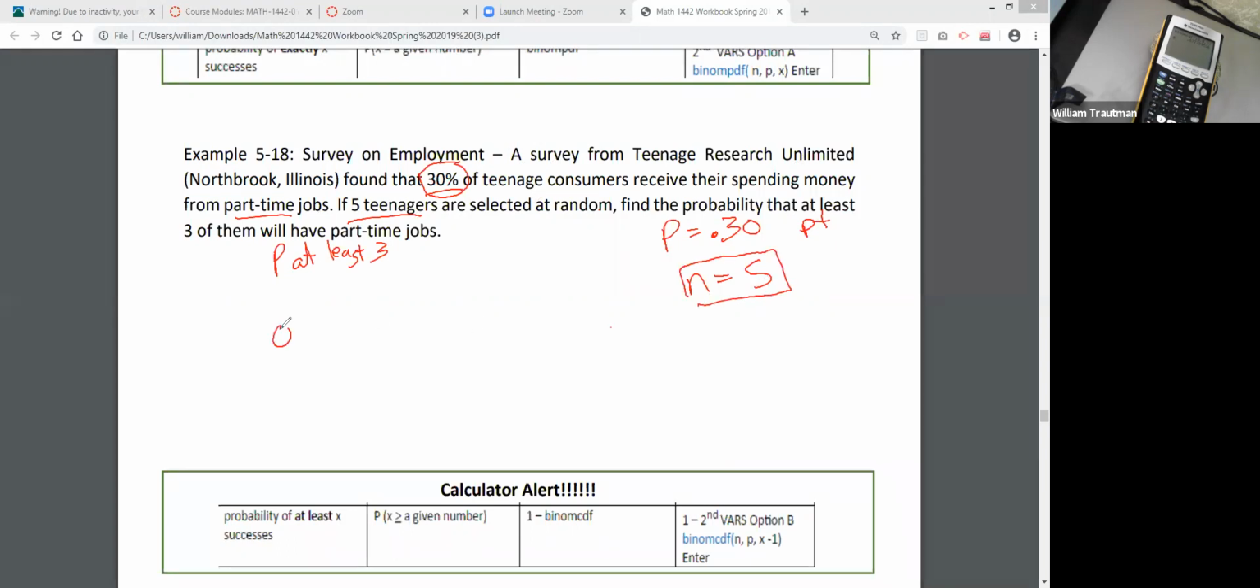So we could have 0, 1, 2, 3, 4, and 5. You can't have more than 5. You can only have 5 people with a part-time job: 5, 4, 3, 2, 1, or 0, right?